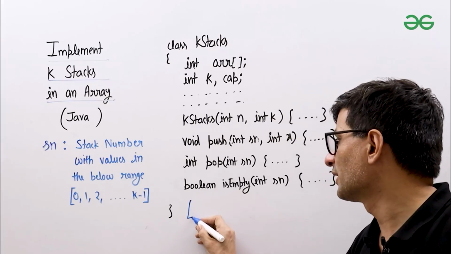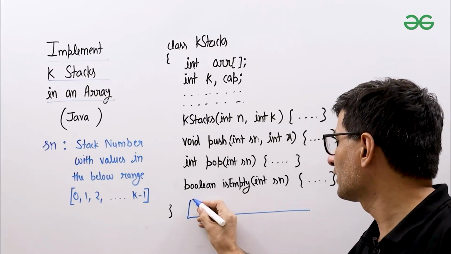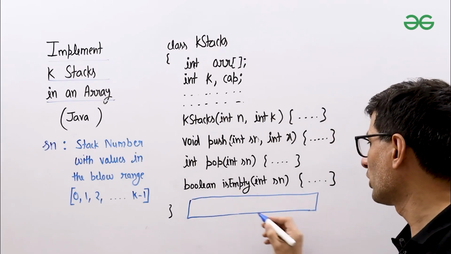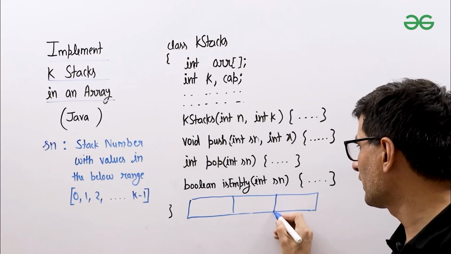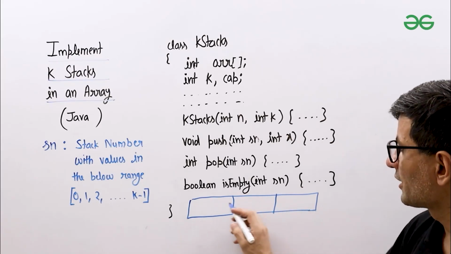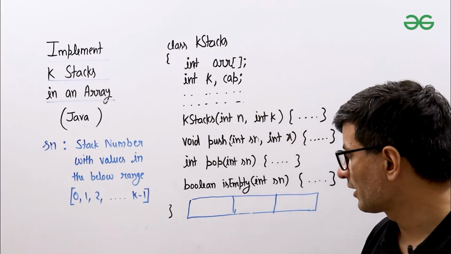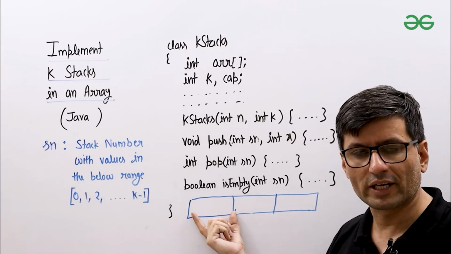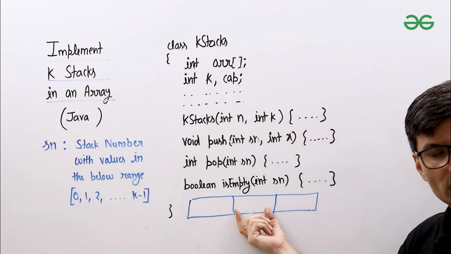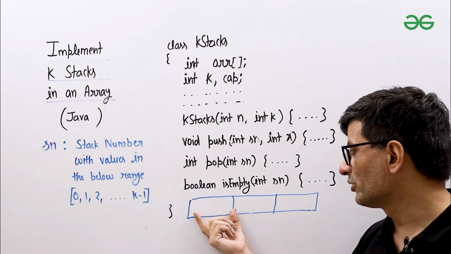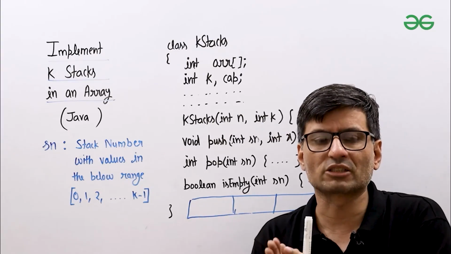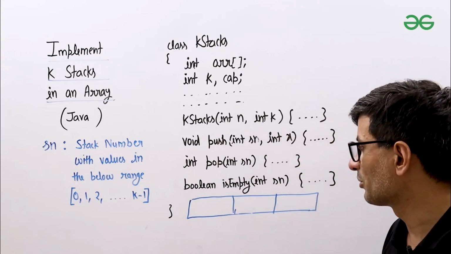So a naive solution, as we have discussed in the two-stack problem, would be to divide your whole array into k parts. Suppose you want to implement 3 stacks, right? So say you have this whole array, you divide it into 3 equal parts, and then you have 3 stacks inside this array, right? The problem with this naive approach is if this stack becomes full, even if you have spaces available in the other stacks, you are not able to use them because you have allocated fixed space for every stack. That's the problem with this approach.